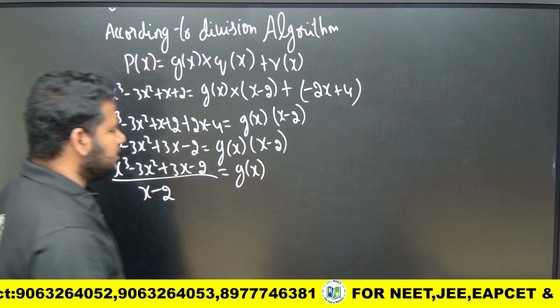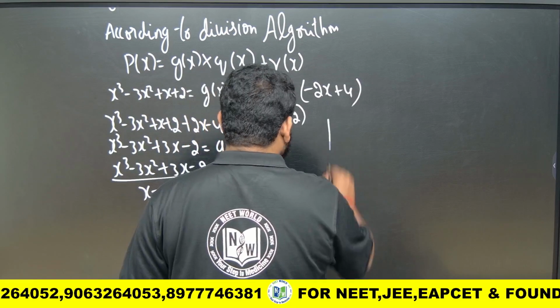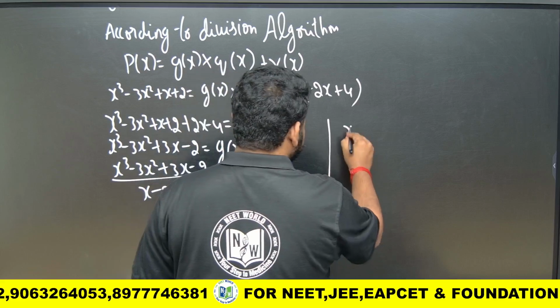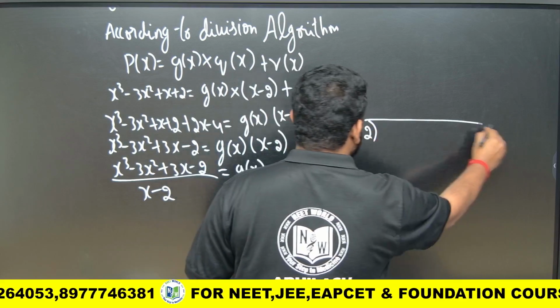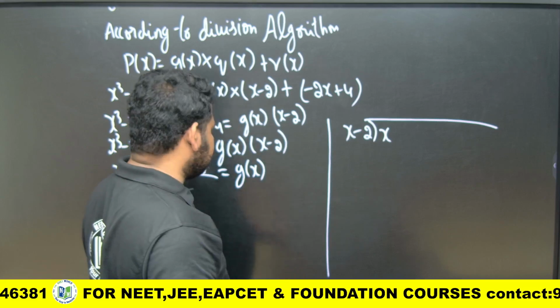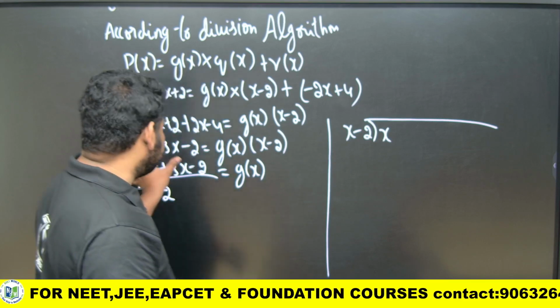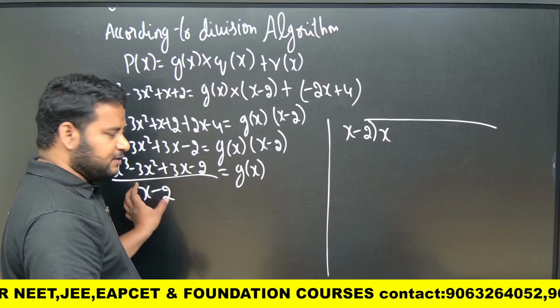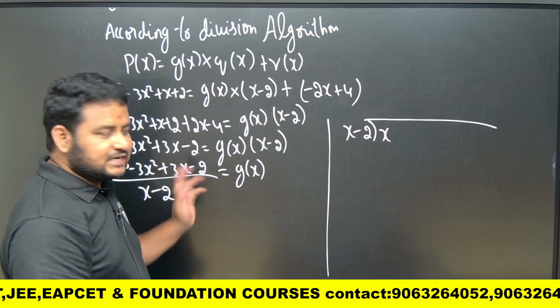So how to do that? Let me keep it here. See here, this will become x minus 2. I have to divide this polynomial, which I got, by the denominator polynomial, then I will get g of x.